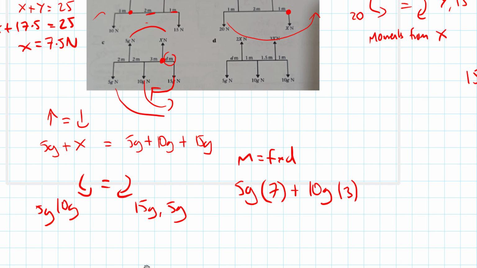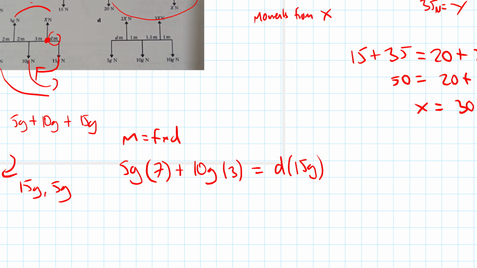And then we look at the clockwise forces. So we've got 15G. Now 15G is multiplied by D, so it's going to be D times 15G. And then we've got the last one, which is the 5G that goes around, so that's 5 meters away. So plus 5G times 5.